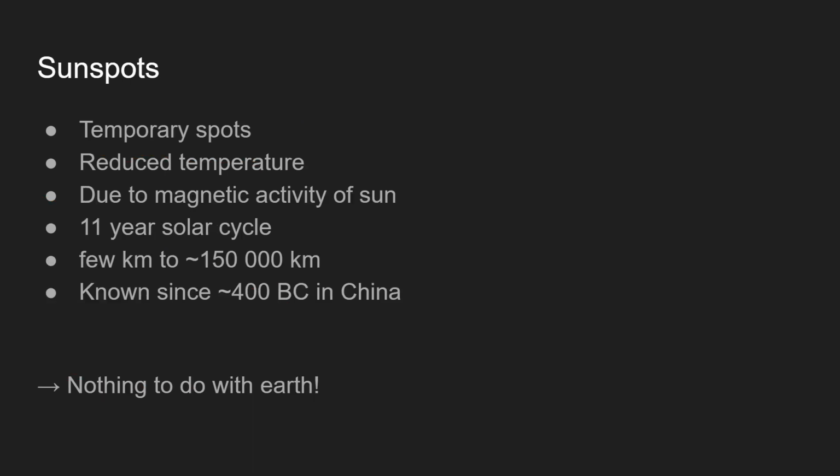Sunspots. I don't think you know what sunspots are. Sunspots are temporary spots on the surface of the sun. They are caused by reduced temperature due to magnetic bursts of activity on the sun. They correlate roughly with an 11-year solar cycle. They also correlate to other things, but that's the strongest cycle that determines solar activity. They can be a few kilometers, like 10, 15 kilometers, to about 150,000 kilometers. So they are bigger than Earth sometimes. Rarely, very rarely, but it happens. And they have been known since about 400 BC in China. None of this has anything to do with Earth, of course.